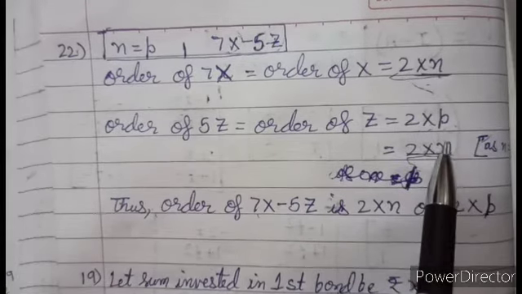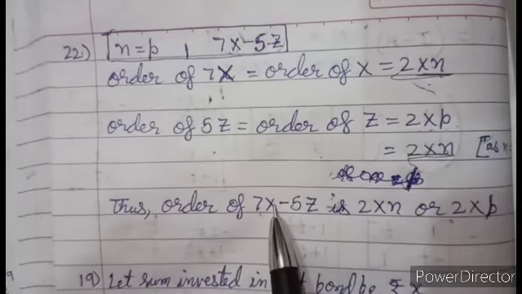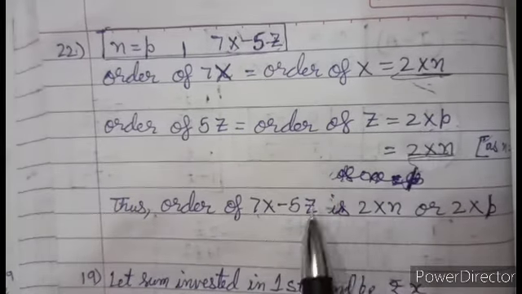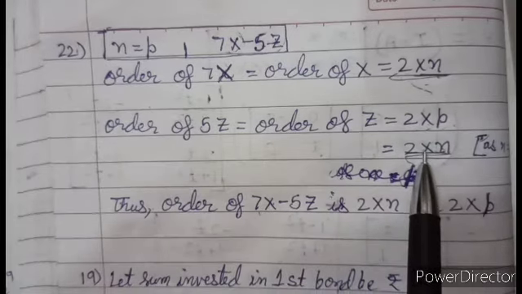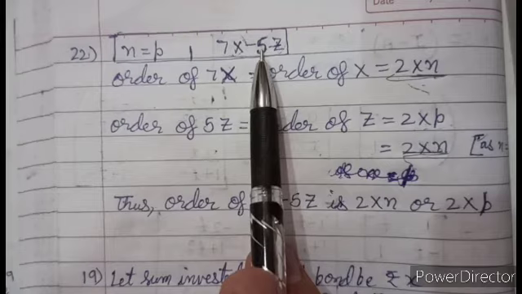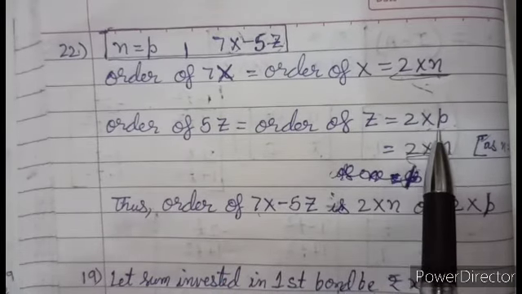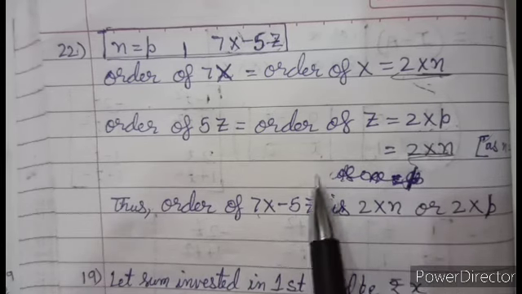Now as we see here, 7X minus 5Z. 7X has the order 2 by n, and the order of 5Z is also 2 by n. So we can say that the order of 7X minus 5Z will be 2 by n. So our correct option is option B.